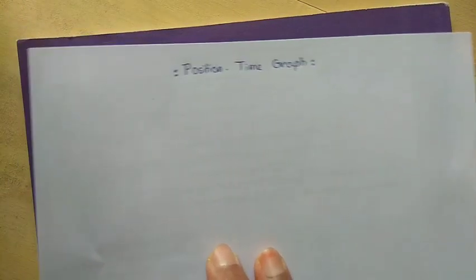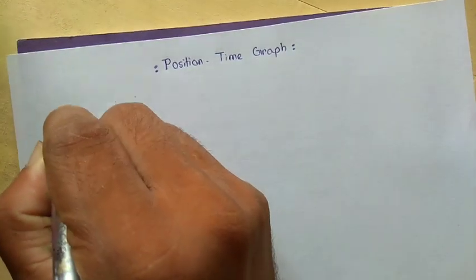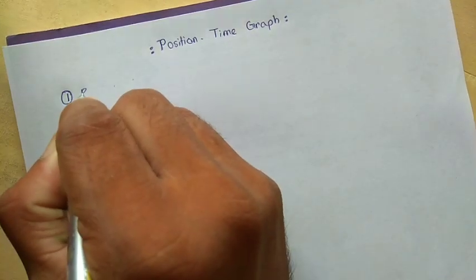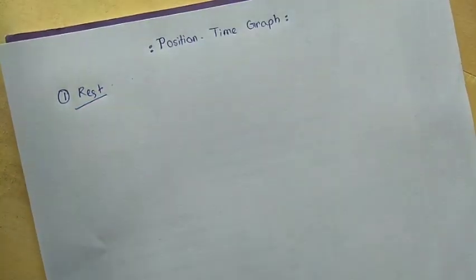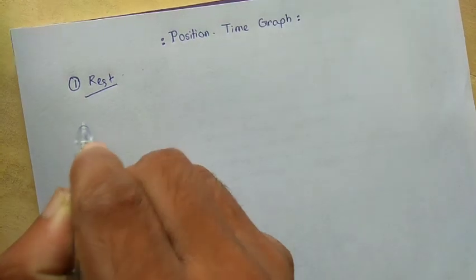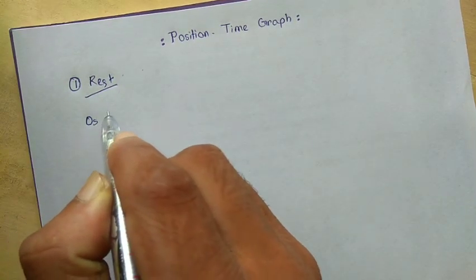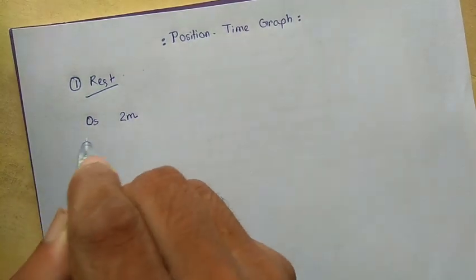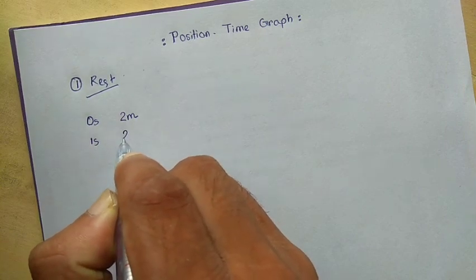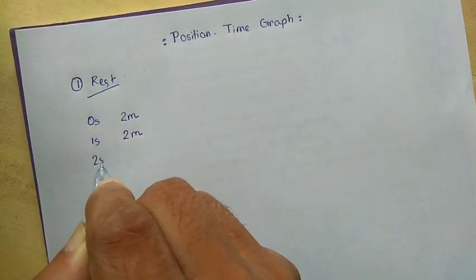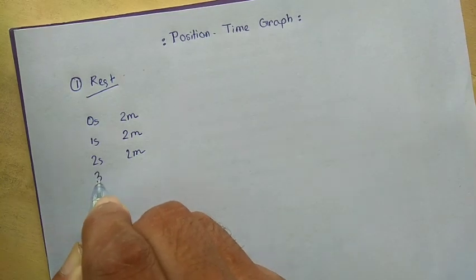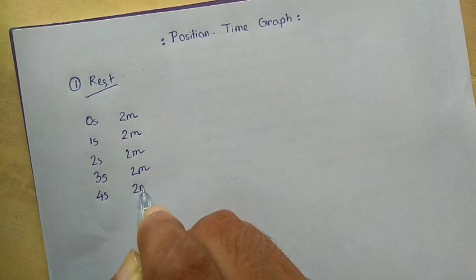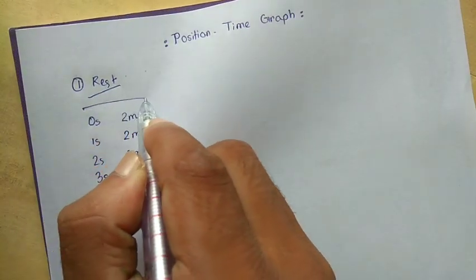Suppose, for case 1, a body is at rest. For such conditions, let us consider that at this moment a body is at 2 meter. In 1 second, the body will be at 2 meter. In 2 seconds, it will be at 2 meter. In 3 seconds, it will be at 2 meter. In 4 seconds, it will be at 2 meter, right?